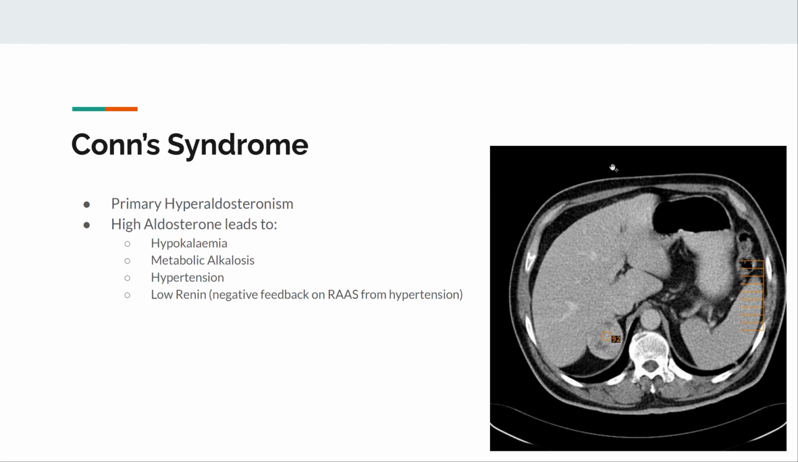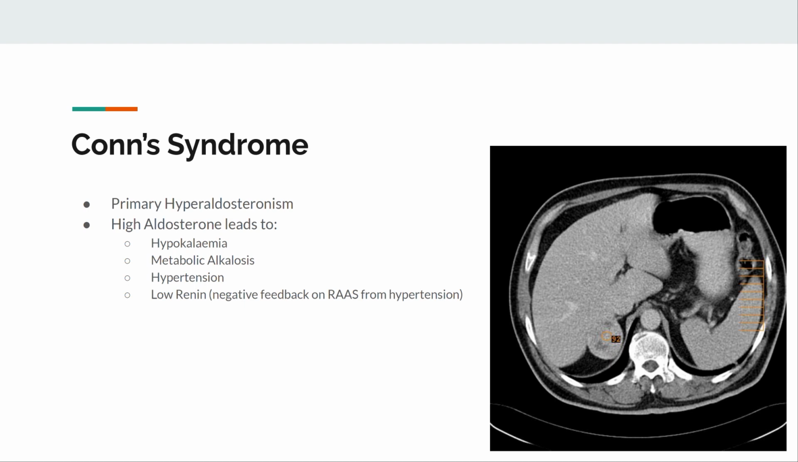Conn syndrome is an eponym for primary hyperaldosteronism, which typically is caused, well, there are two forms. There's primary and secondary. In the primary form, at least, it's when you have a tumor of the adrenal cortex itself that is producing high levels of aldosterone independent of renin release.